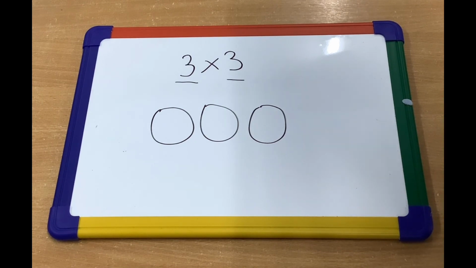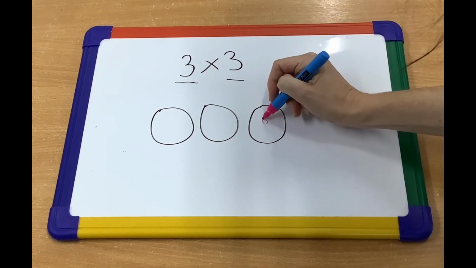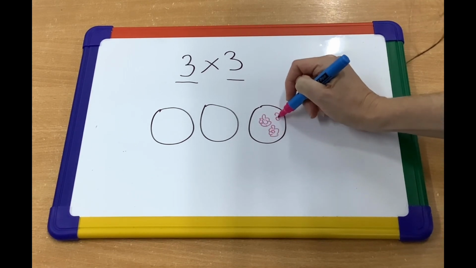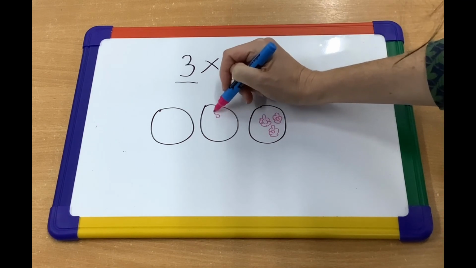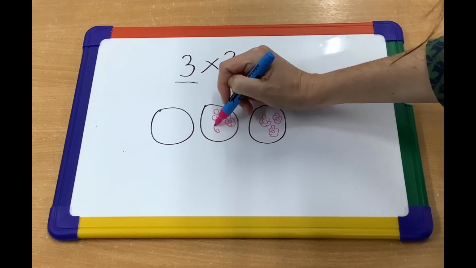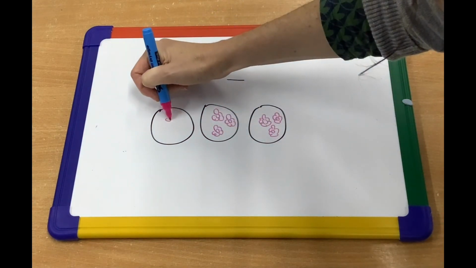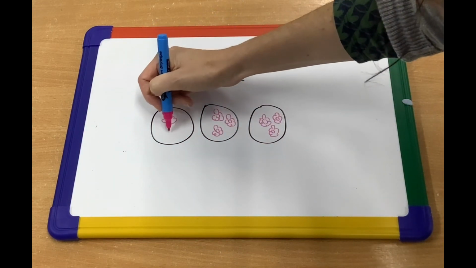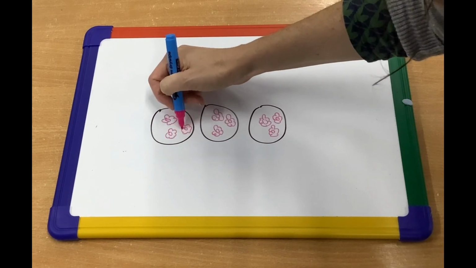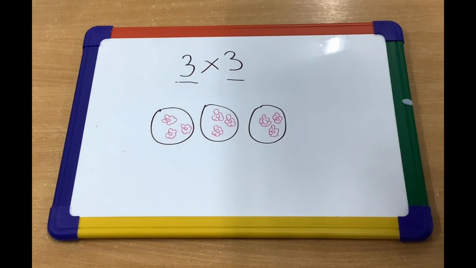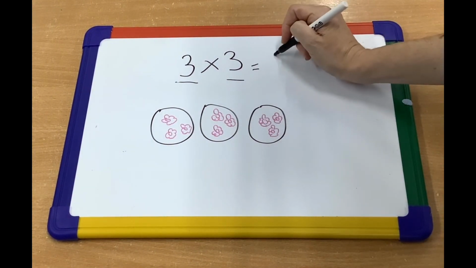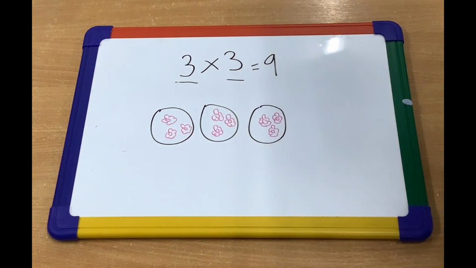So let's draw, I might draw some flowers. 1, 2, 3. So you can choose what you want to draw, but remember the groups have to be equal. So we've got 3 sets with 3 flowers in each, and all together we have 9 flowers.